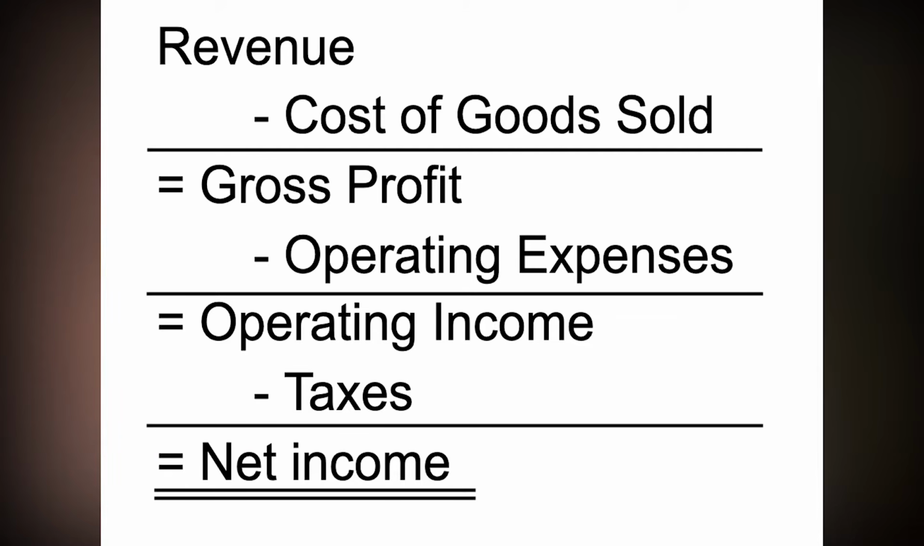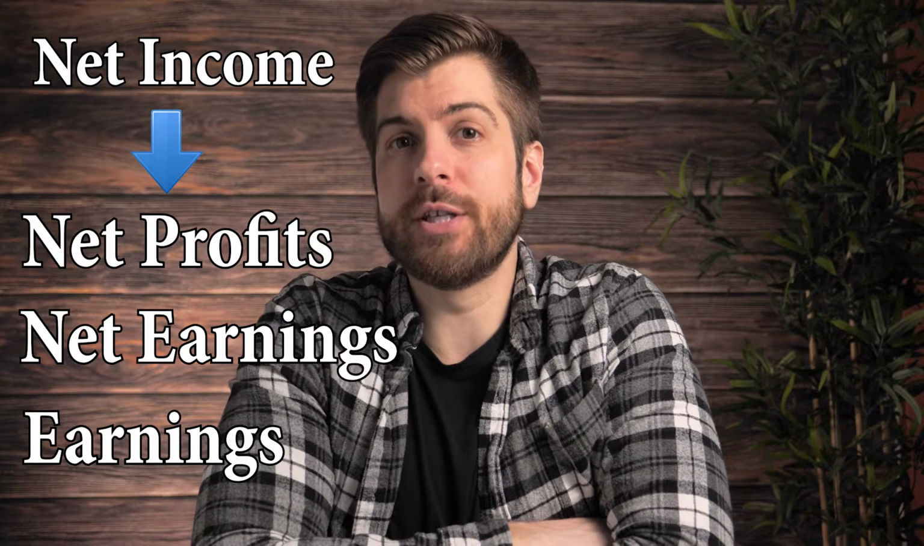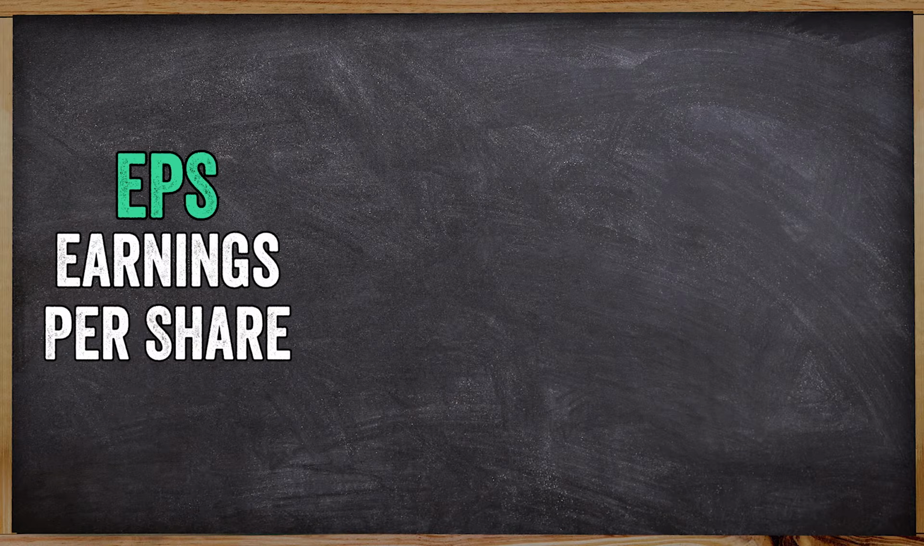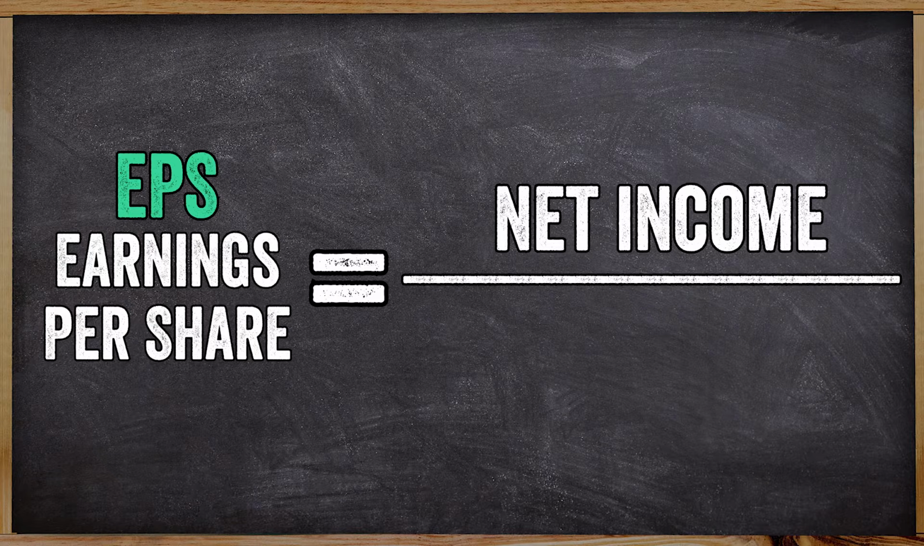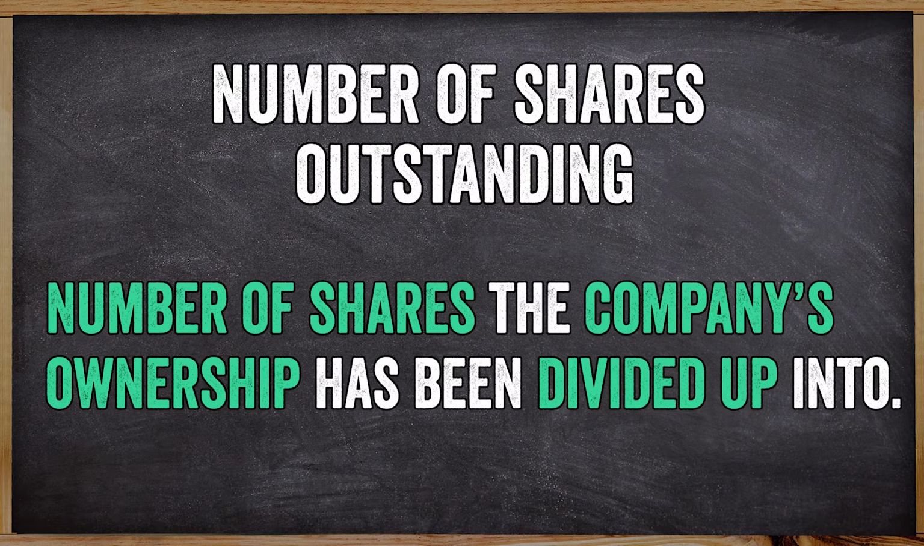The income statement starts with revenue at the top, and this is the amount of total sales that the company has made in a particular time period. And at the bottom, after costs and expenses and taxes are deducted, we're left with net income. Net income is also referred to as net profits or net earnings or sometimes just earnings. And this is also the figure that is used to determine EPS, which is short for earnings per share. And earnings per share, or EPS, comes from dividing the net income figure by the company's number of shares outstanding. And then of course, shares outstanding is the number of shares the company's ownership has been divided up into.